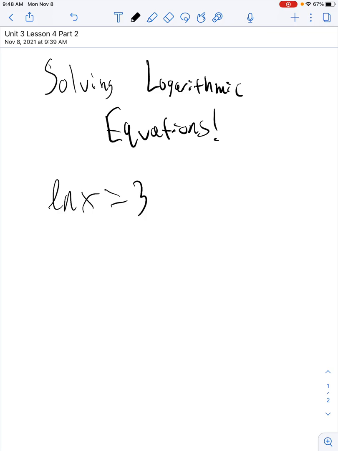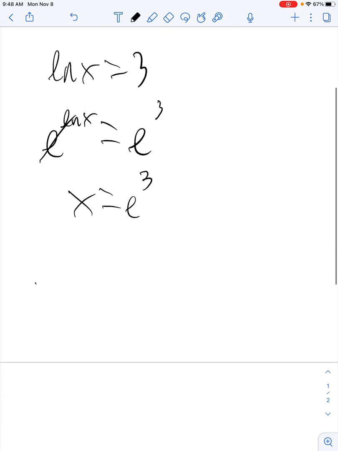So let's say we've got the natural log of x equals 3. We would raise it to the power of e. So we would say e to the ln x equals e to the third. Again, these are going to cancel out, so you're left with x equals e to the third power. And you could type that into your calculator.